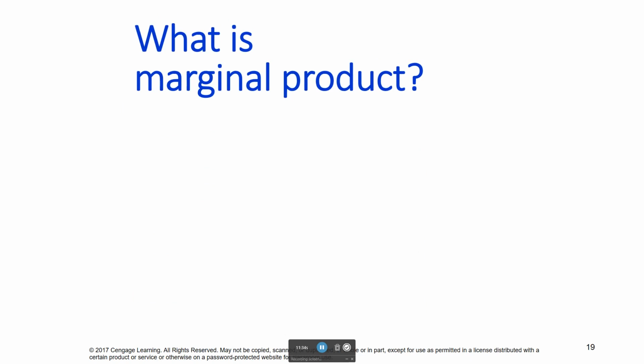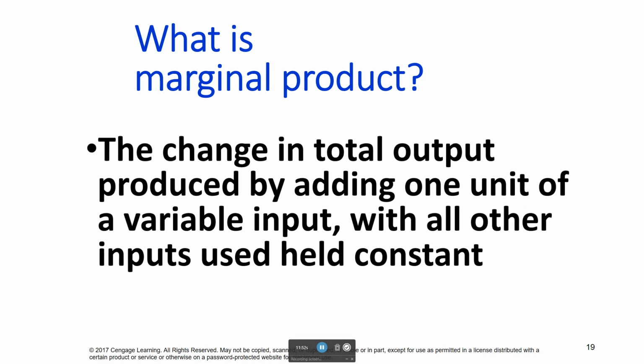Now, when we look at these production functions, we put a variable input in, say labor, and we assume all the others are fixed, land and capital. Then we alter the amount of labor, and that will tell us how much output we can produce. The change in total output produced by adding 1 unit of a variable input with all other inputs held constant, that is the marginal product.